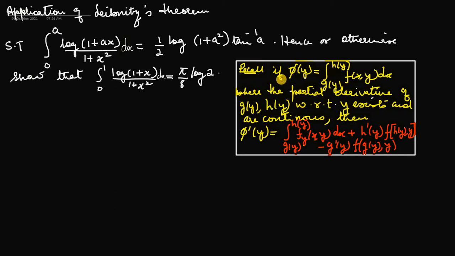Now let us just recall this Leibniz theorem. It states like this: if phi of y is equal to the integral from g(y) to h(y) of f(x, y) dx, where the partial derivatives of g(y) and h(y) with respect to y exist and are also continuous, that means the lower and upper limits of this integral, then the derivative phi prime of y will be given by the integral from g(y) to h(y) of f suffix y (x, y) dx, where f suffix y means the partial derivative of f with respect to y, plus h prime of y into f of (h(y), y) minus g prime of y, the derivative of the lower limit, into f of (g(y), y).